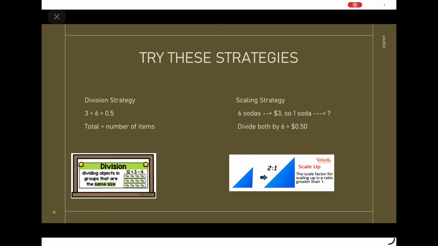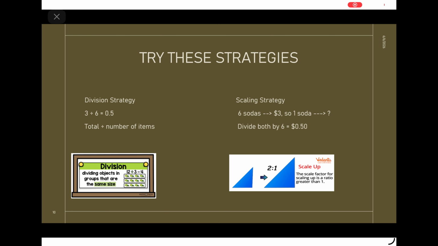So now that we have these two strategies, let's try using them. One way we can find a unit rate is through division, so the division strategy, which means that we take the total amount and divide by the number of items. So 3 divided by 6 equal parts is 0.5. And this method is direct and it works every single time. As long as you know how to do it and you do it correctly, it will never fail you. That's what's so great about math.